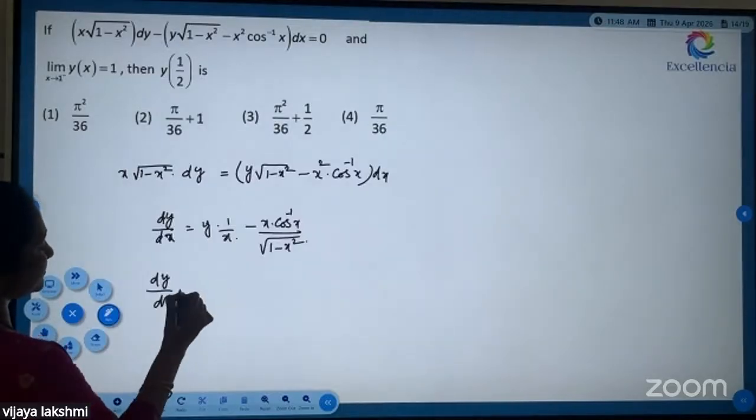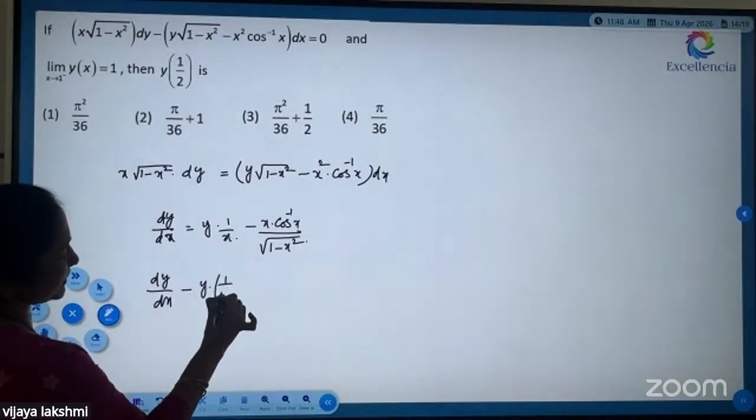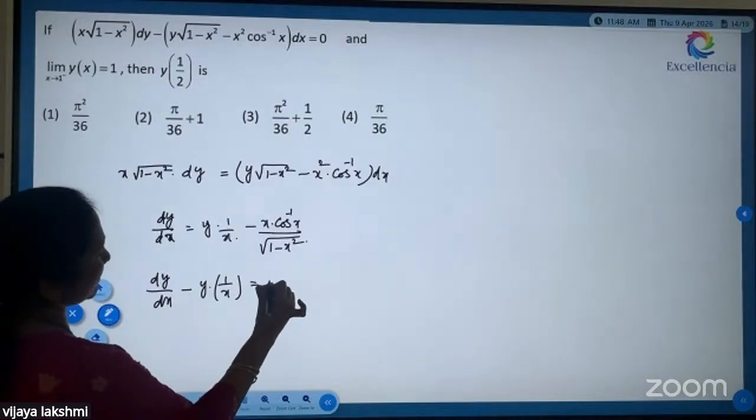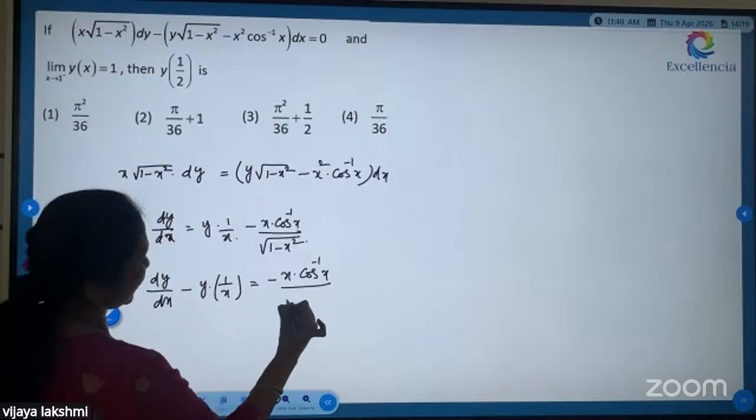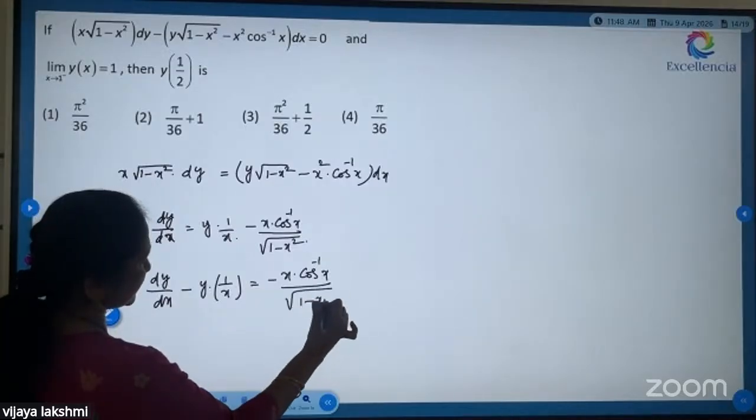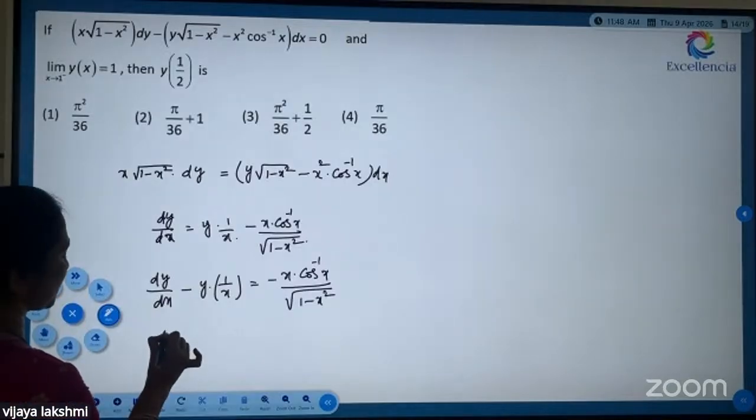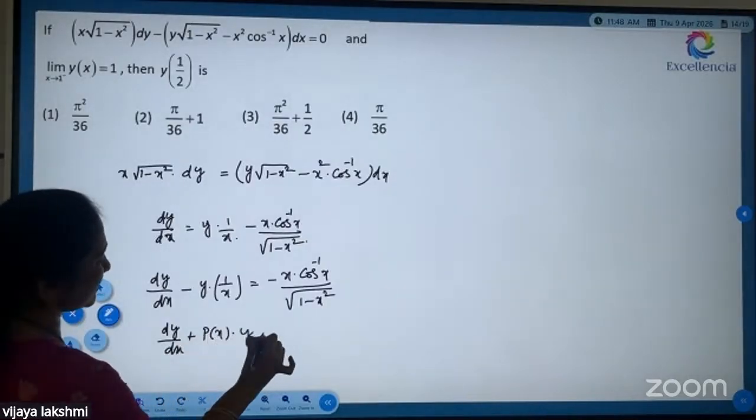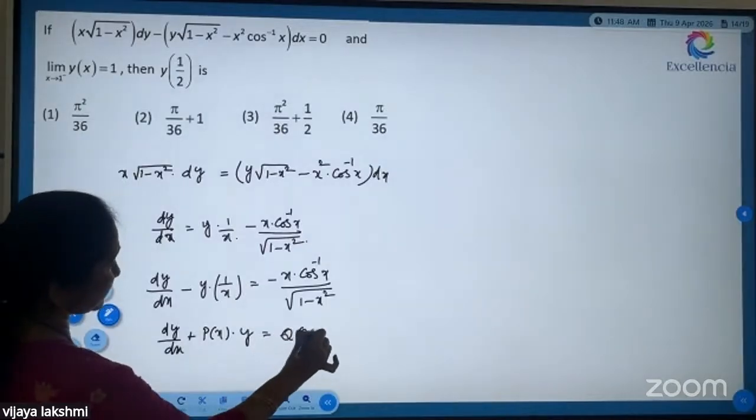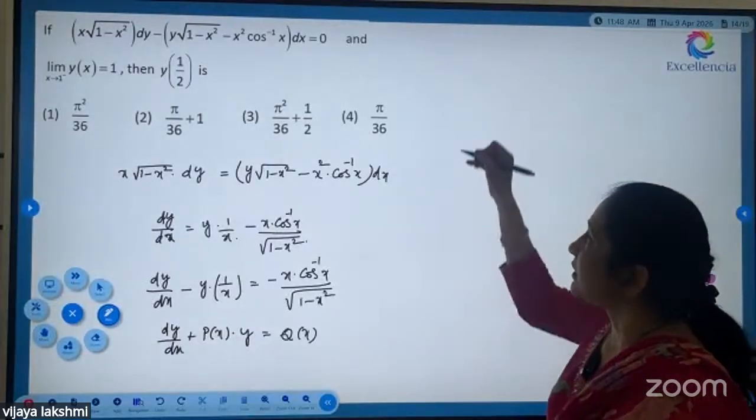Rewrite it: minus y into p of x, where p of x is this. It is equal to minus x into cos inverse x by square root of 1 minus x squared. Then this is in the form of dy by dx plus p of x into y equal to q of x, the linear differential equation form. Therefore, first we require to find the integrating factor.